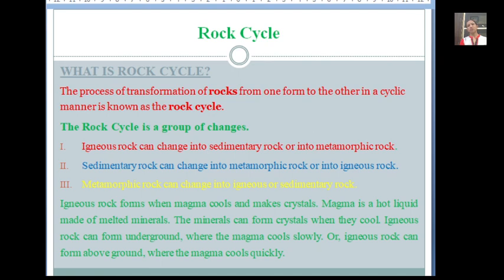In a cycle we are not able to identify the starting and the ending of this, and it is known as rock cycle. Okay, our chapter is completed.